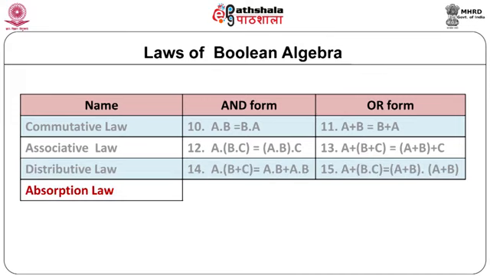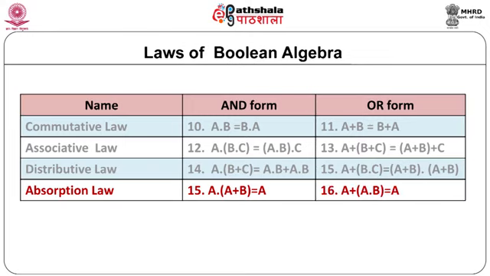Let us now discuss the absorption law. The AND form of the law is A ANDed with (A OR B) equals only A, and the OR form of the law is A ORed with (A AND B) equals A. Let us prove these theorems.